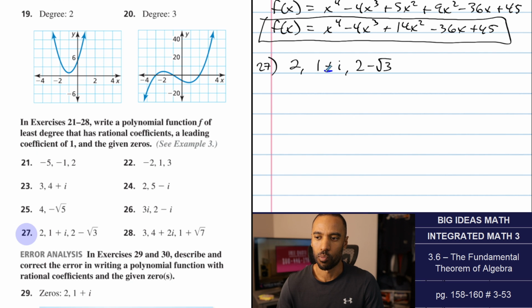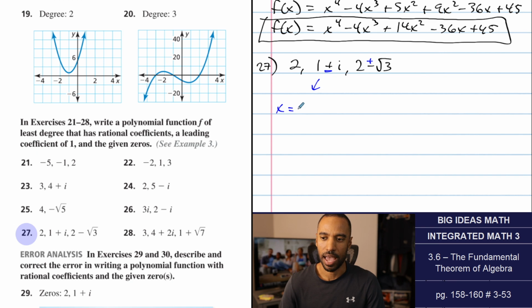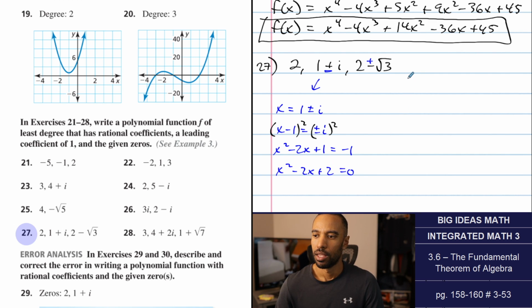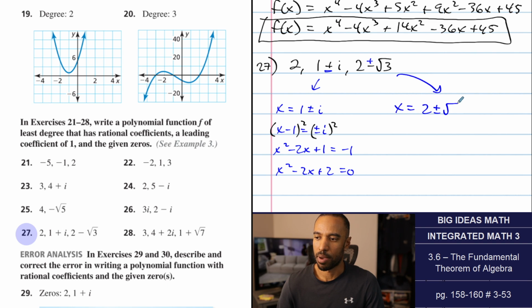We do need 1 plus or minus i and 2 plus or minus root 3. When it comes to 1 plus or minus i, we're talking about x equaling 1 plus or minus i. Subtract the 1 over and square both sides, because we have the plus or minus considered there. We are considering both. This expands to x squared minus 2x plus 1 equals negative 1, and we add the 1 over like that. On this guy, we have x equals 2 plus or minus root 3.